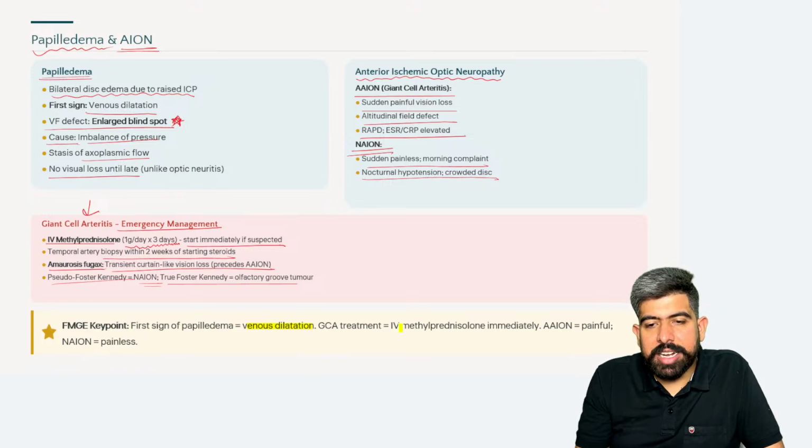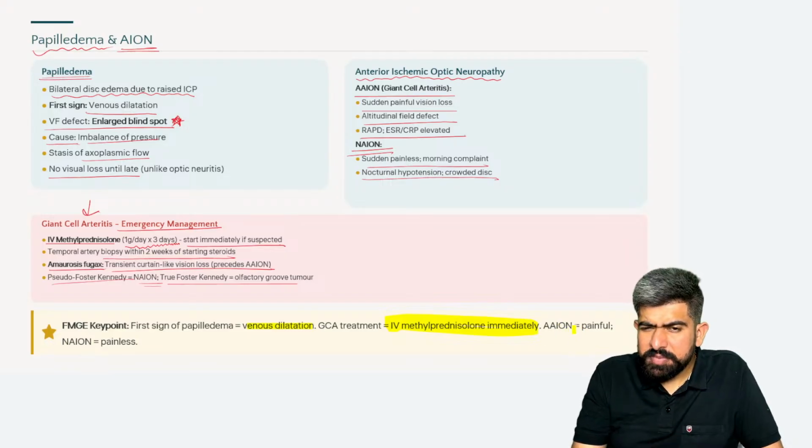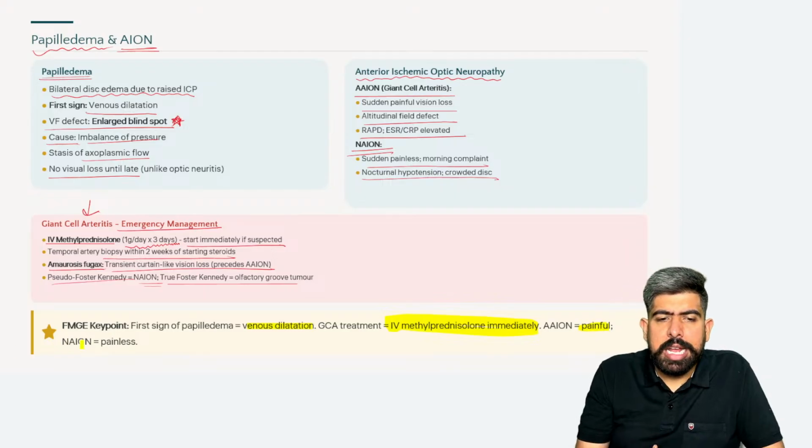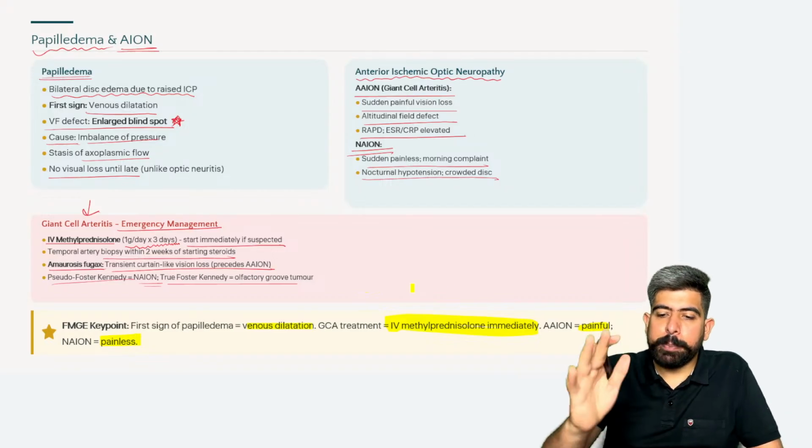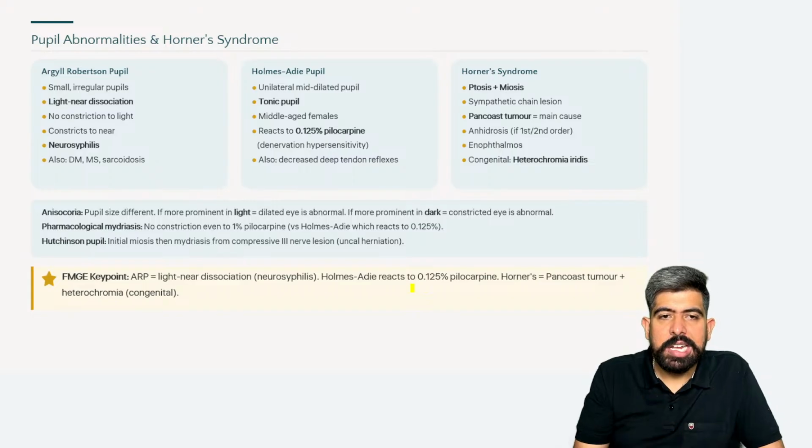What is your giant cell arteritis treatment? IV methylprednisolone should be given immediately. And now in this case, please remember, in the arteritic anterior ischemic optic neuropathy, it is a painful loss of vision. And in the non-arteritic, please remember, that is painless. So arteritic will be painful, non-arteritic will be painless. This is the difference.